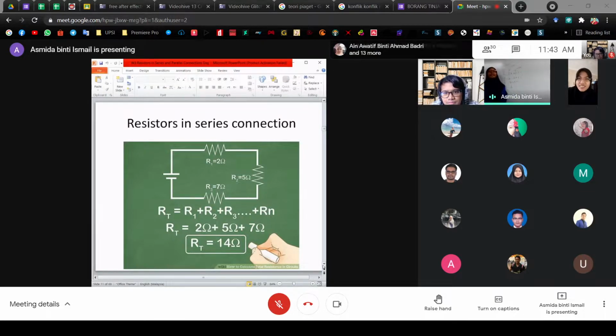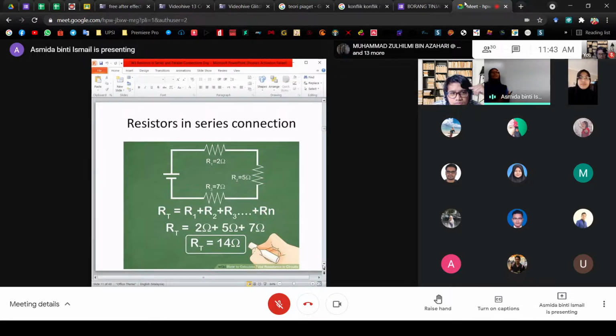Okay. Resistor in series connection. Kita ada, like last week, I already showed you how to identify whether resistors are connected in series or parallel or a combination of series and parallel.